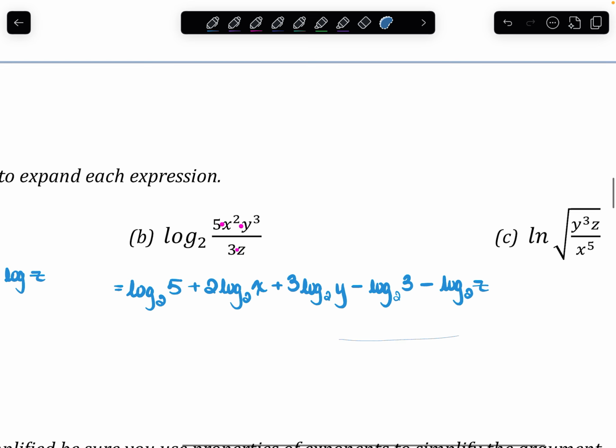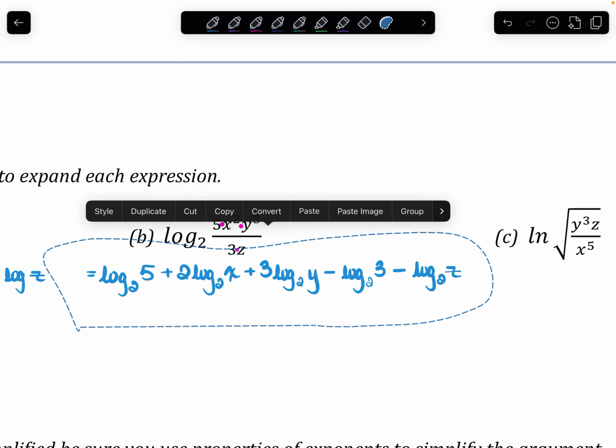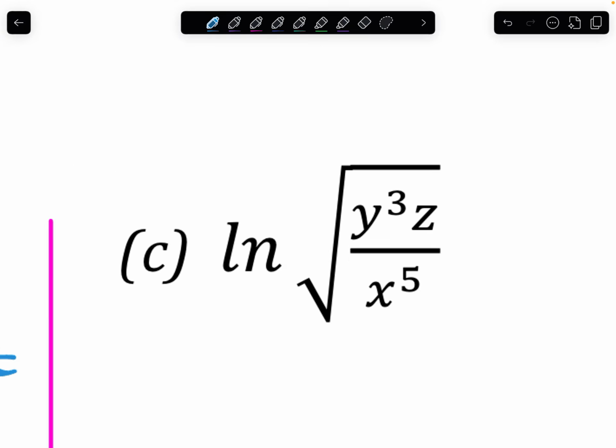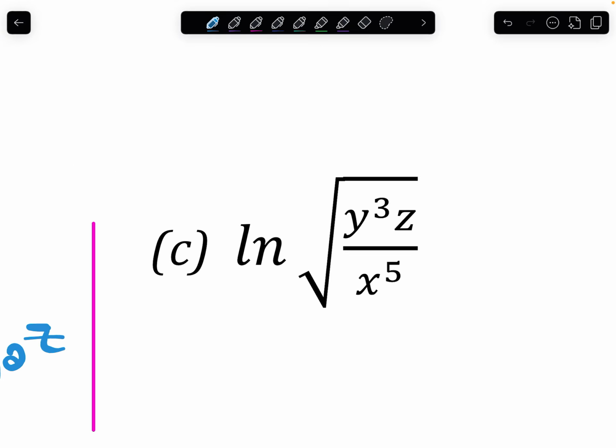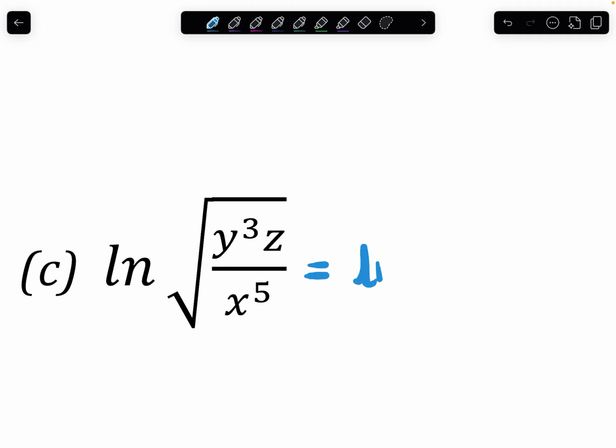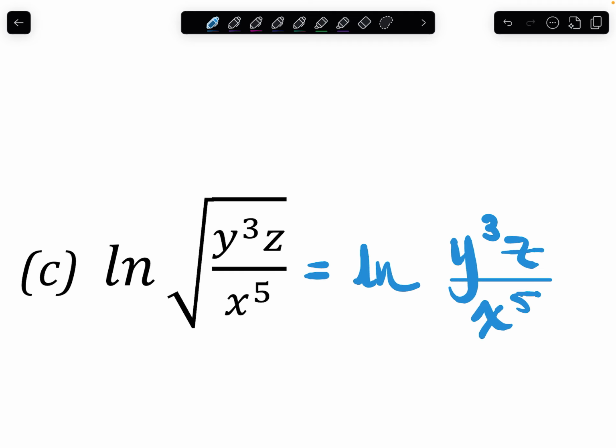Let's scooch it over just a little bit so it's not running into the other one. We'll do a little separation here. All right, got a square root symbol on there. Okay, so first thing I would do is make sure you get that square root changed to the equivalent exponent of 1/2. So that is ln of y cubed times z all over x to the 5th, all to the 1/2 power. So you kind of have some choices on this.